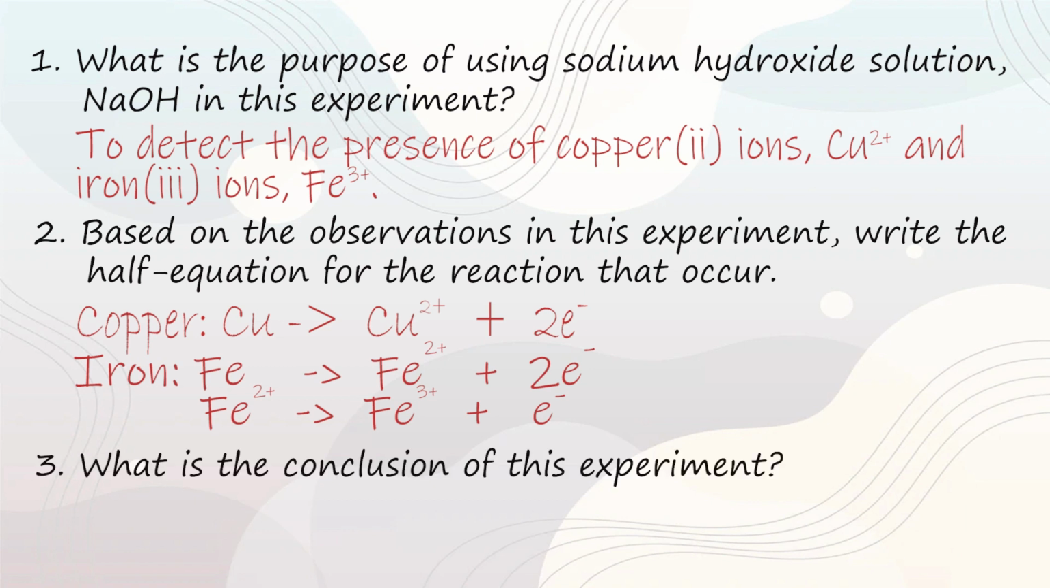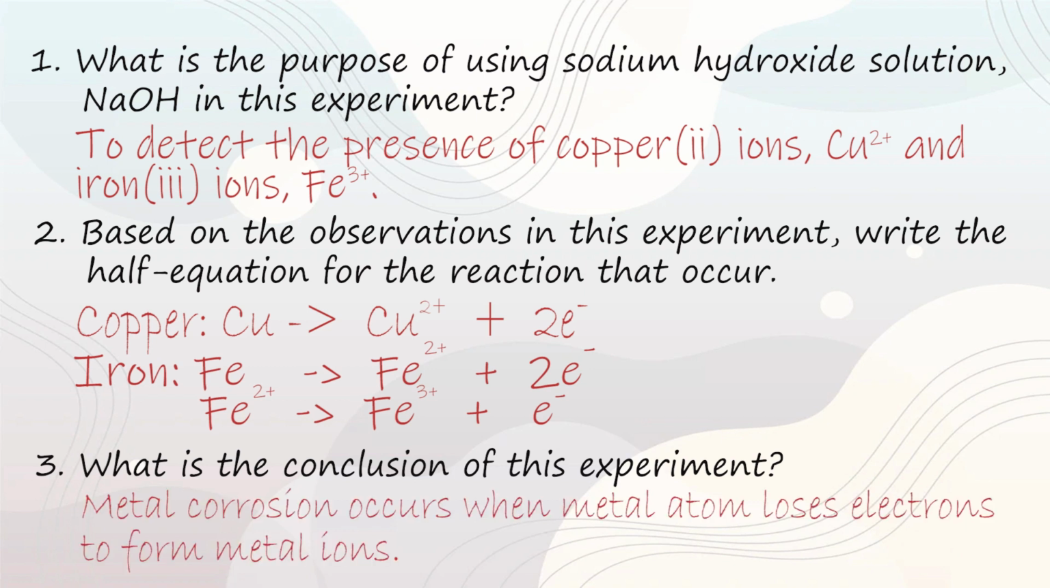Last question: what is the conclusion of this experiment? The conclusion is that metal corrosion occurs when metal atoms lose electrons to form metal ions.